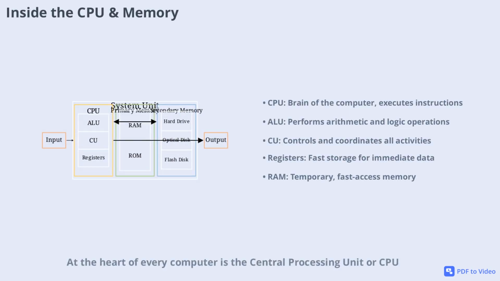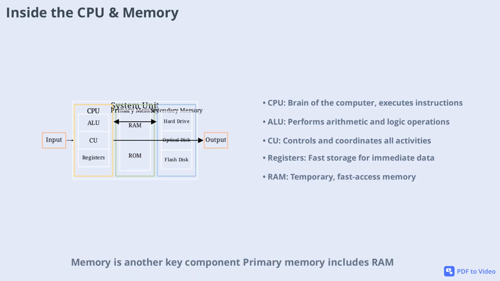At the heart of every computer is the central processing unit, or CPU, often called the brain of the computer. The CPU is responsible for executing instructions and managing all operations. It consists of three main parts: the arithmetic logic unit, ALU, which handles all calculations and logical decisions; the control unit, CU, which directs operations and coordinates other components; and registers, which are superfast storage areas for immediate data.